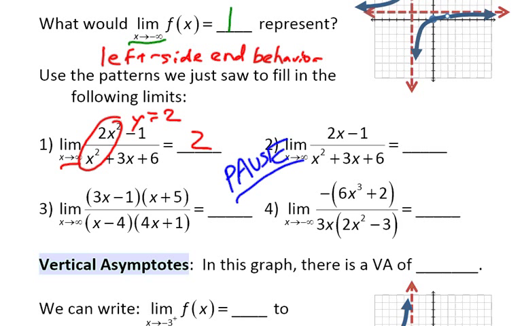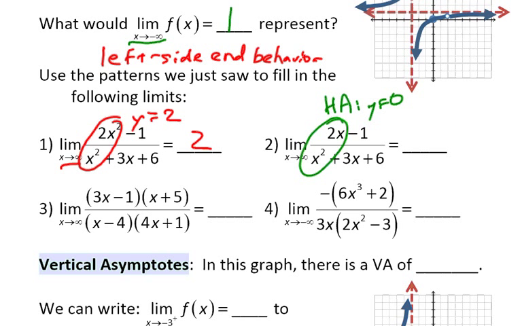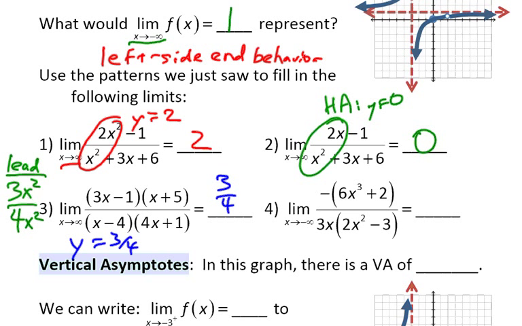Take a moment and try the next three, and I'll give you the answers. For example 2, the degree of the numerator is lower than the degree of the denominator. And so that's simply a y equals 0 horizontal asymptote, making the limit 0. For number 3, we need to look at the lead term. That means we need to at least partially multiply this out. The lead term is 3x squared over 4x squared, meaning that these have the same degree, and so the horizontal asymptote is going to be at 3/4, and that is also the limit as x approaches infinity.